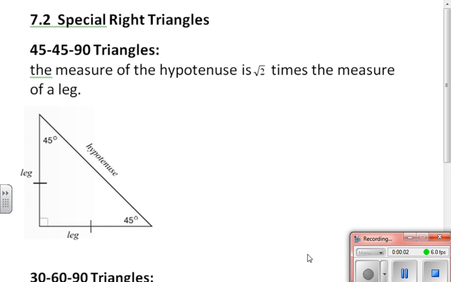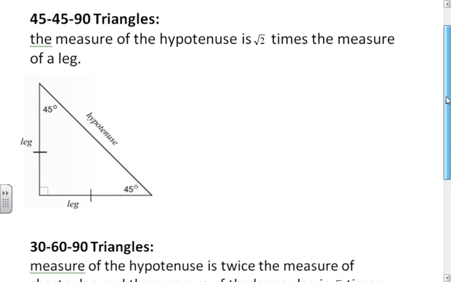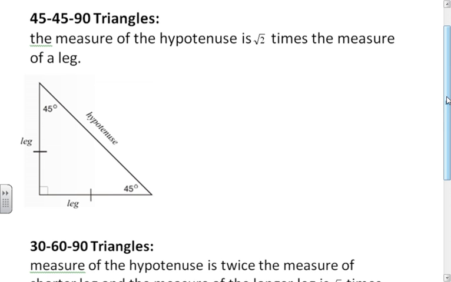Section 2 of our trig unit deals with special right triangles. So we have two special right triangles. We have a 45-45-90 triangle and we have a 30-60-90 triangle. This first video is going to deal only with 45-45-90s. The second part will deal with the 30-60-90s.